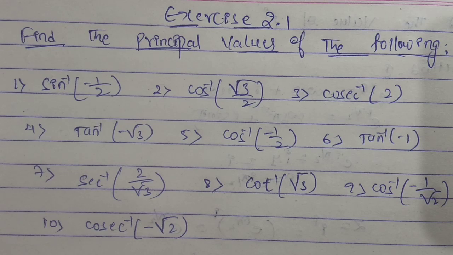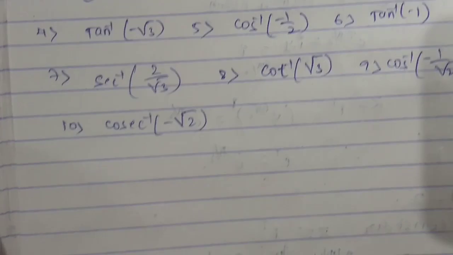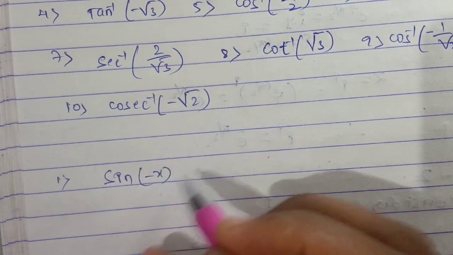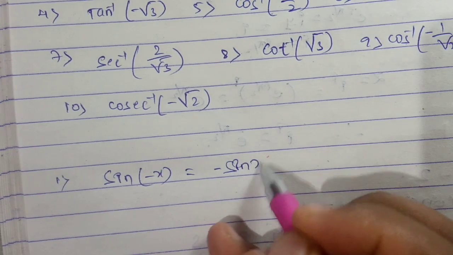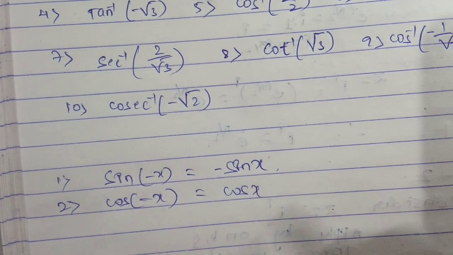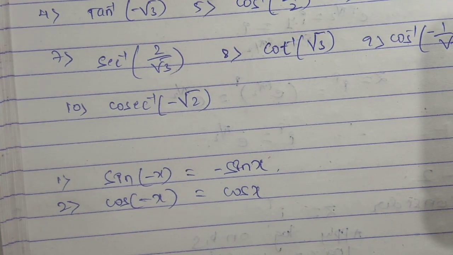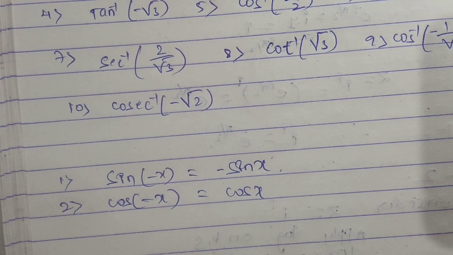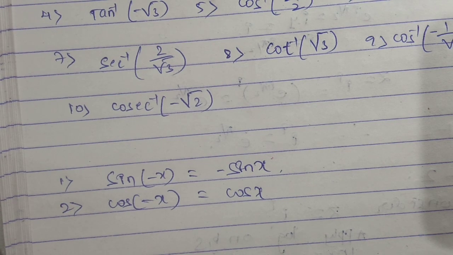Before going to solve this exercise, we have to know two identities. We already studied them in first year PUC, and here we have to see them once again. We know sine of minus x is equal to minus sin x, and cos of minus x is equal to cos x. These two identities are very important, and here we have to apply these two identities.